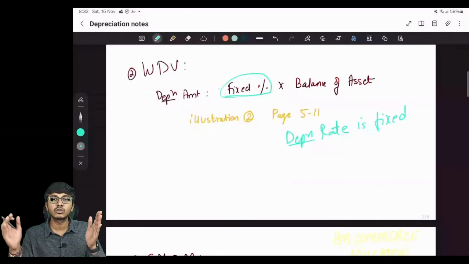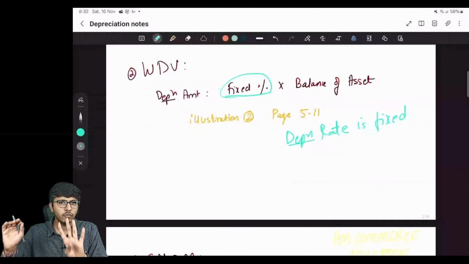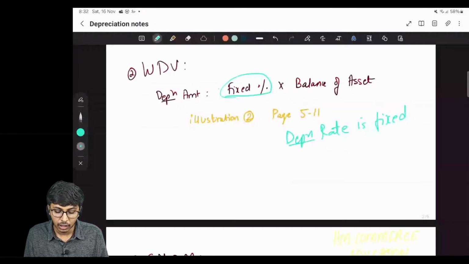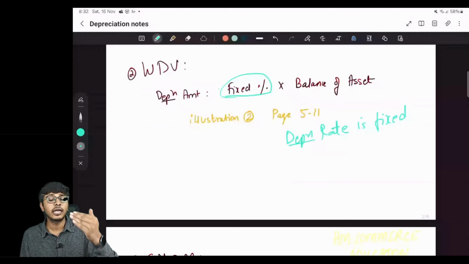Suppose in the first year you've used it only for 4 months, you will provide depreciation only for 4 months. If you have used it for the entire year, you will provide depreciation for the entire year. Okay, very easy. We'll quickly see illustration 5.11. And also this is reducing balance. So I told you the rate is fixed, correct?